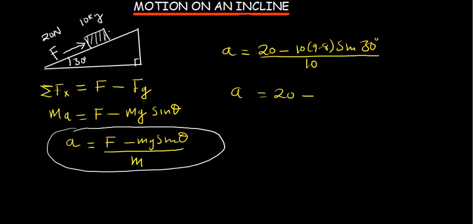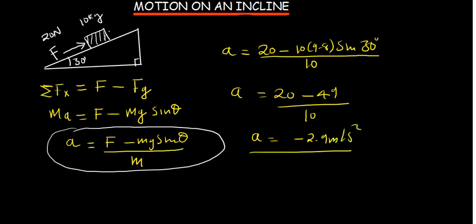right? That is going to give us 49, and then divided by 10, so the acceleration is going to be 20 minus 49, okay, 20 minus 49, and then divided by 10, that is going to be negative 2.9 meters per second squared. So this is going to be the acceleration.